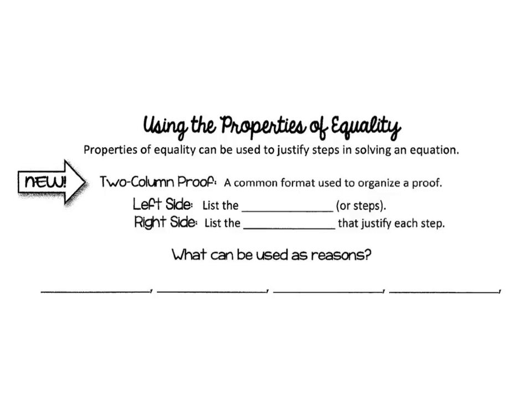All right, so when do we need to use the properties of equality? Well, properties of equality can be used to justify steps in solving an equation. And this is something new that we're learning today, a two-column proof. And we're going to be using these for a while. Two-column proofs is a common format used to organize a proof. The left side of our proof is always our statements or our steps, so we always put our statements on the left side. And the right side is always where we list the reasons, or what reason justifies each step. That's going to go on the right side.